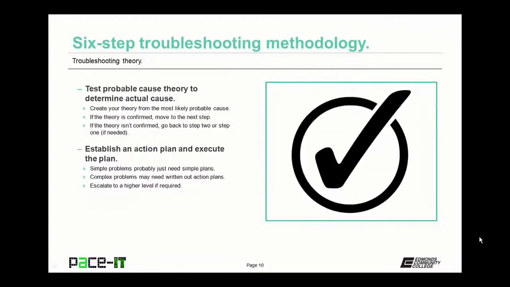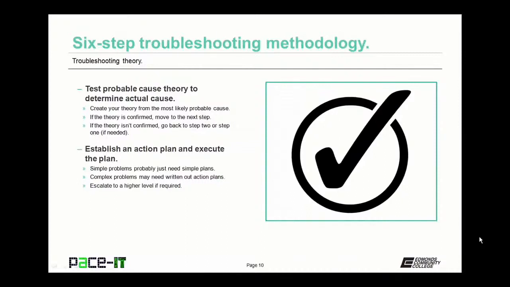Once you have your probable causes, now you need to test your theory of probable cause to determine if it's the actual cause. Your theory was created off of the most likely probable cause. So you need to figure out how you're going to test it. If the theory is confirmed, move on to the next step. If the theory isn't confirmed, go back to step 2 or step 1 if needed.